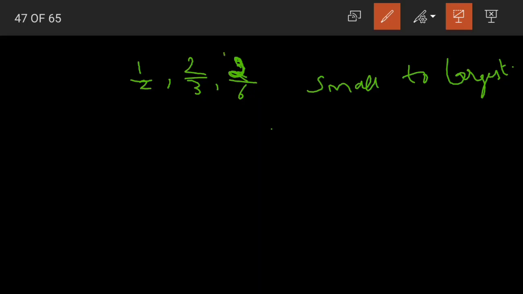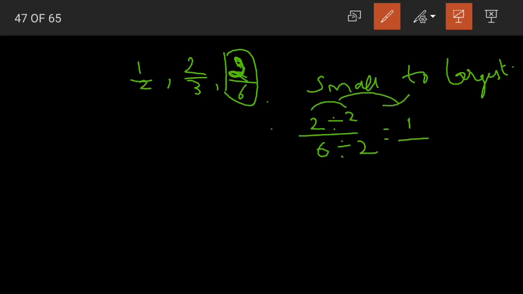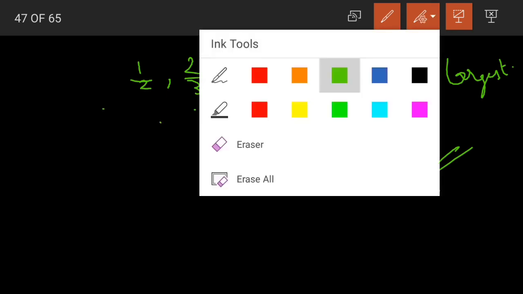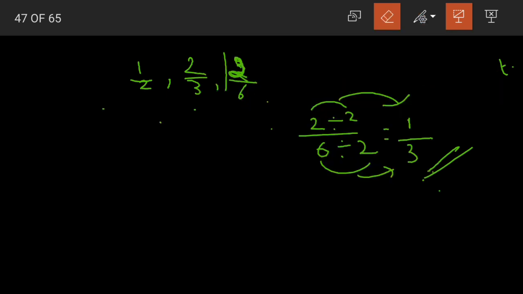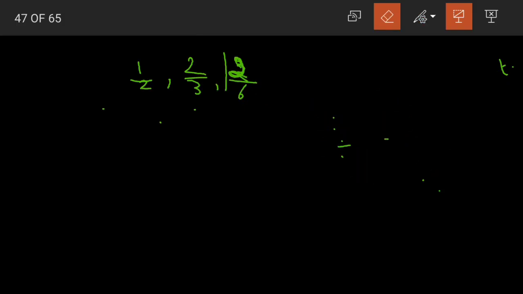Smallest to the largest. But if we observe the fraction 2 by 6, what do we have? We have 2 by 6, which can be further reduced to the simplest form. When we divide both the numerator and denominator by 2, 2 divided by 2 is 1, 6 divided by 2 is 3, and we'll get 1 by 3. So it will be easier for us to do the LCM and comparison also. But if you don't want to go that way, it's okay. Let us keep our 2 by 6 as it is.